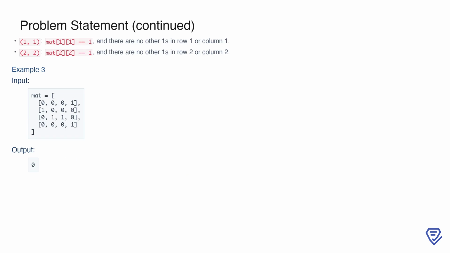Now let's look at the third example, which provides a matrix that contains no special positions. The input is a 4x4 matrix, and the output is 0, meaning there are no positions that satisfy the criteria. To understand why, let's consider the one at 0, 3. Although the value is 1, it is not special because there is another one in column 3 at 3, 3. Similarly, the one at 1, 0 is not special because there is another one in row 1 at 2, 1. This pattern repeats for all ones in the matrix, where every row or column containing a 1 also has at least one other one. As a result, there are no special positions in this matrix.